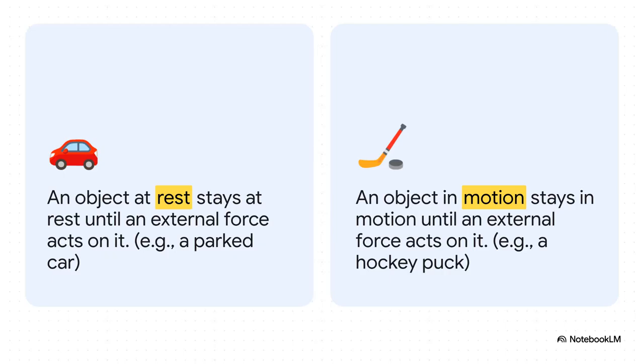You see, this all gets at a core principle of physics called inertia, and really all it means is that objects like to keep doing whatever they're already doing. A parked car wants to stay parked. A hockey puck gliding across the ice wants to keep gliding. In both cases, they will not change what they're doing, whether that's resting or moving, unless some external force comes along and makes them. The rule is exactly the same for both.